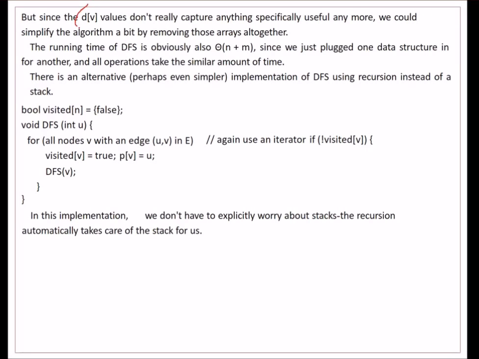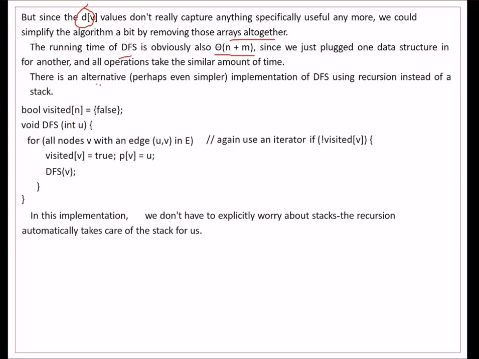But since these D values don't really capture anything useful anymore, we would simplify the algorithm by removing the arrays altogether. As we have known, the running time of DFS is theta of n plus m. Since we just plugged in one data structure for another, and all operations take a similar amount of time. What we have done is replaced the queue with a LIFO stack.